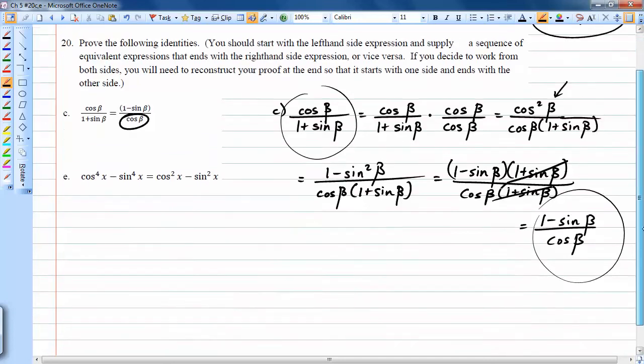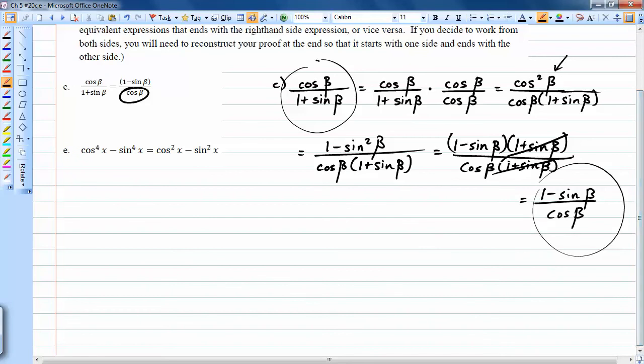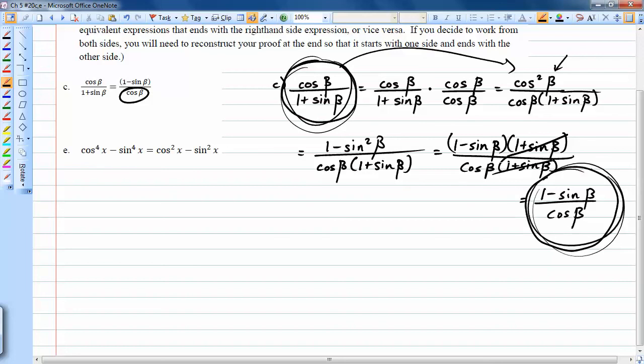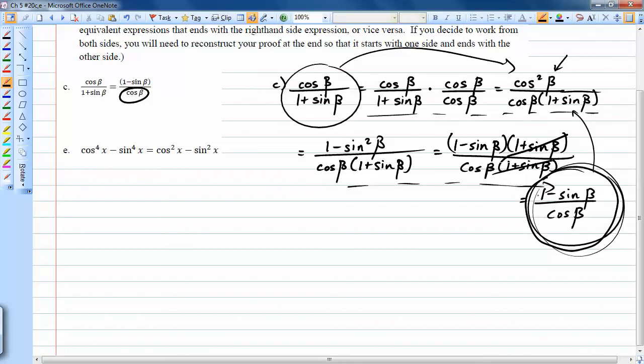Let's look at E. Notice again, you start with one side, you have a string of equals that leads you finally to the other side. That's the proper way of doing these things. You can work from both sides if you want. Maybe you work from this side to about here, and you work from this side till you get to there. But in the end, your final answer has to be arranged where you start with one of the two sides and work it in a linear way all the way to the end.